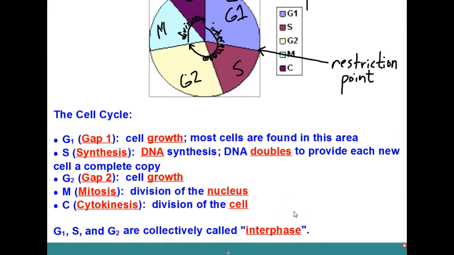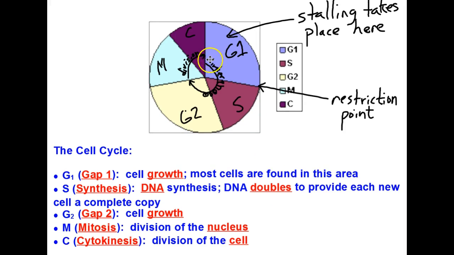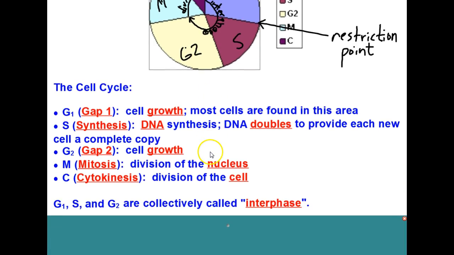G1, S, and G2 are collectively called interphase. So these 3 stages together of the cell cycle are called interphase. M and C are the division stages of the cell. You will also often hear this called the mitotic stage, since that's when mitosis and cell division takes place.